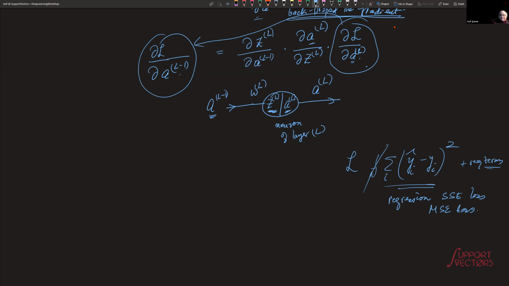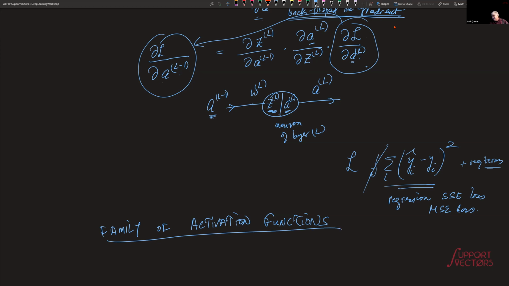So now let's look at, historically, how these functions evolved. So a family of activation functions.